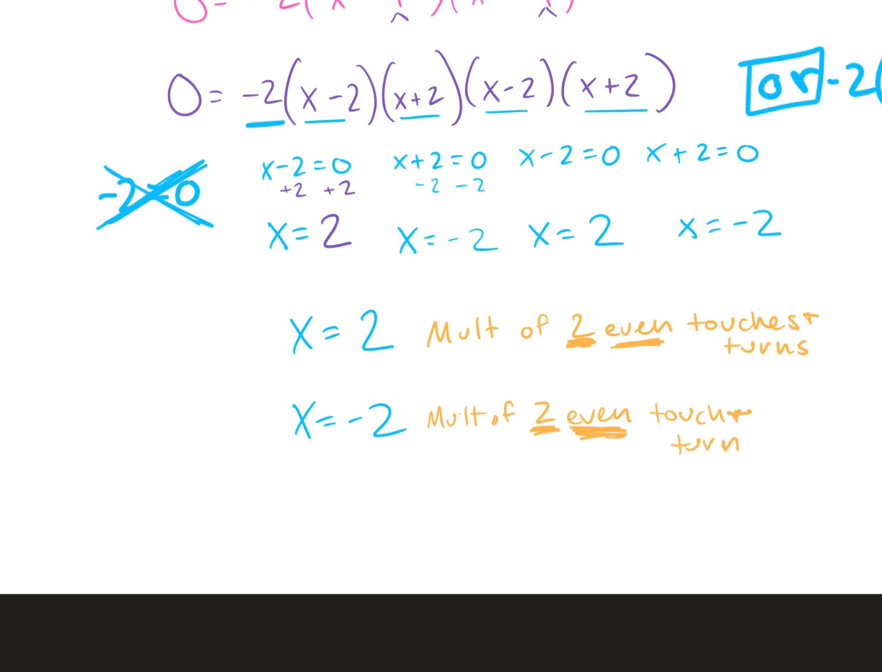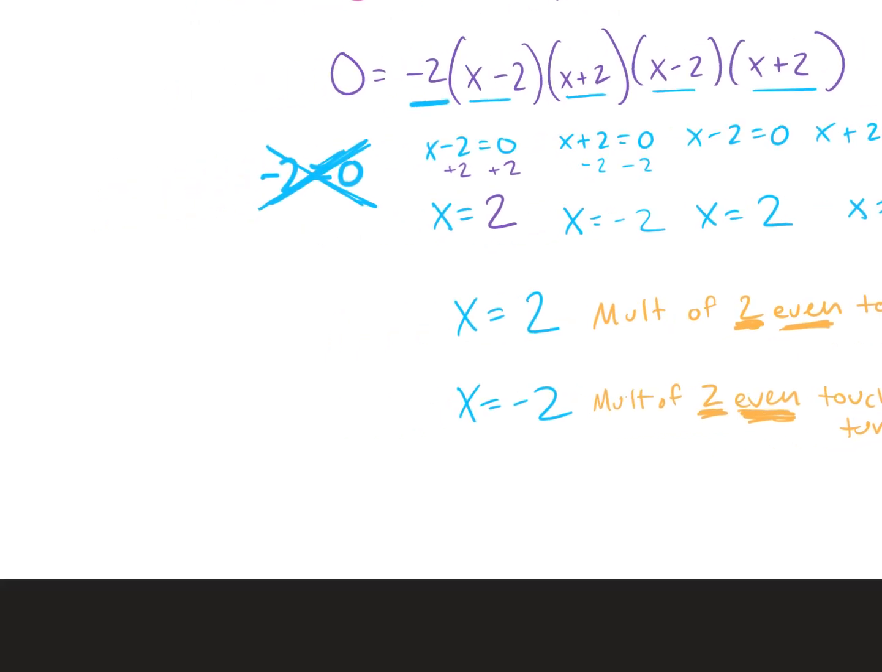If it was like x equals 3, then it'd be go through, if I only had one of them. We're talking about how many of them we have. If I had 2 zeros that equal 3, so let's say I had x is equal to 3, and x is equal to 3. How many 3's do I have? 2 of them, so that 2 would be even, and it would touch and turn. So it depends on the amount of them that you have. If you had 3 of them, it would be odd, so then it would go through.